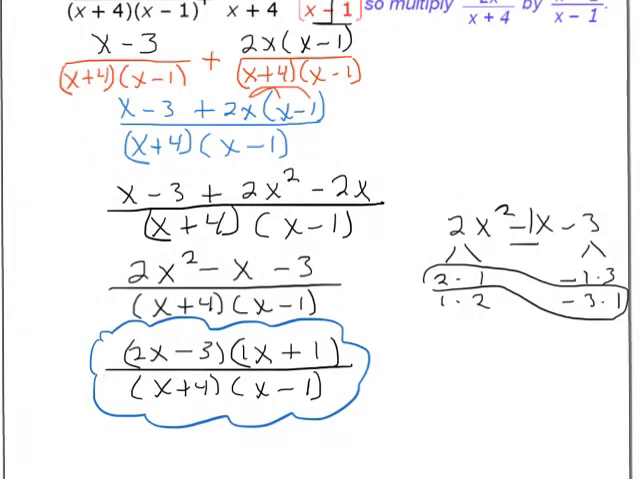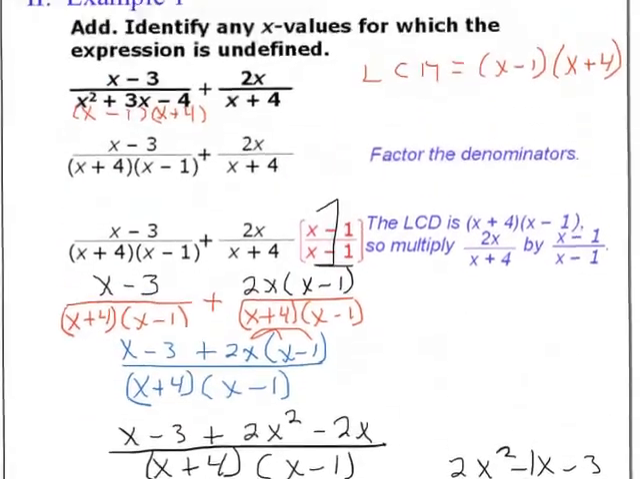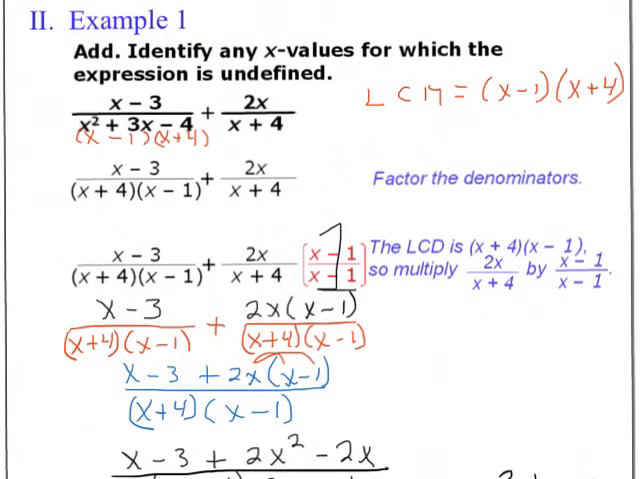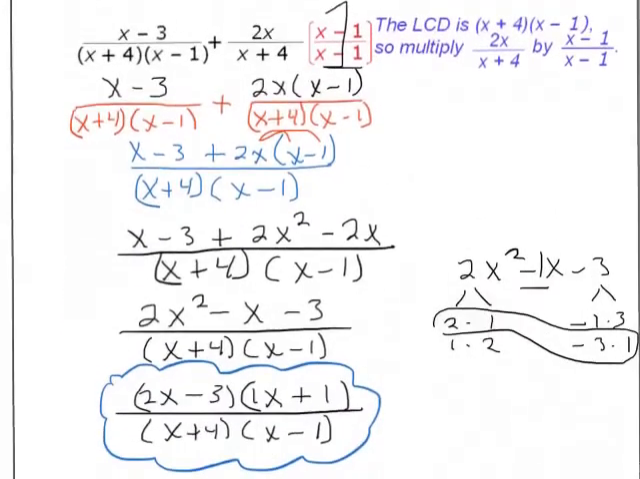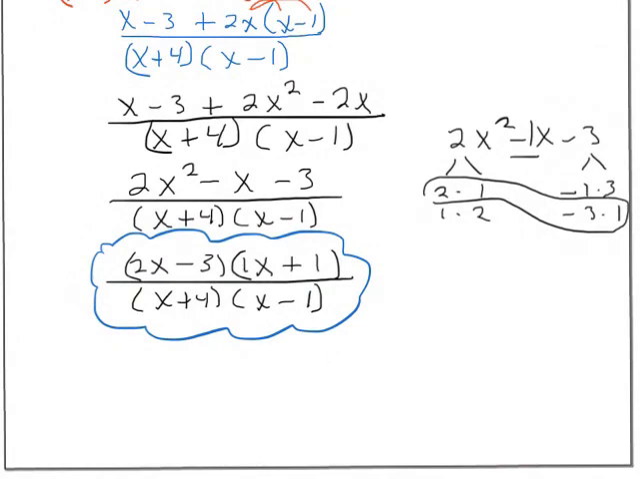One more thing here before we move on to the other slide. Let's go up and look at the directions here for a little bit. It says up here, notice what it says: identify any of the x values for which the expression is undefined. That tells me that when I'm all done, and I've added them together, I need to look at my final answer and see if it is undefined. Now notice I needed to do it before I divided anything out.